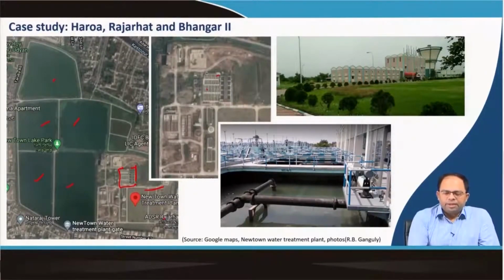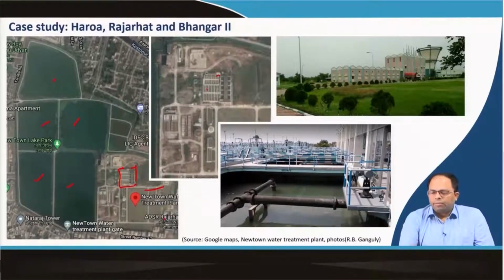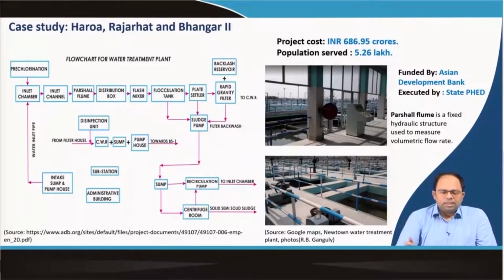You can see the different units over here, and from outside it looks like this. So, this is the building, and then inside you can see that is the pump. This is the water treatment plant, and this is the sequence of the flowchart for the water treatment plant. I will come back to that.